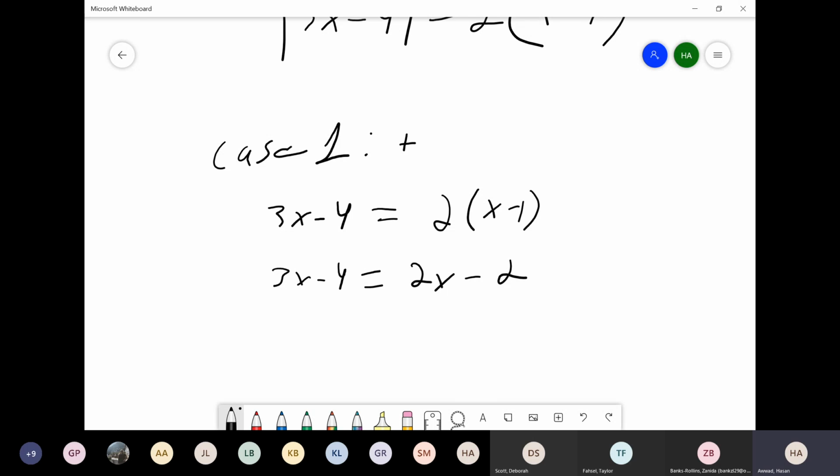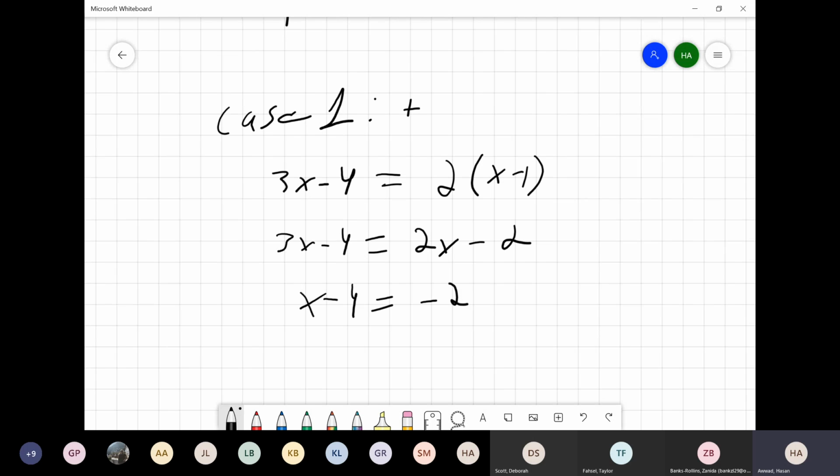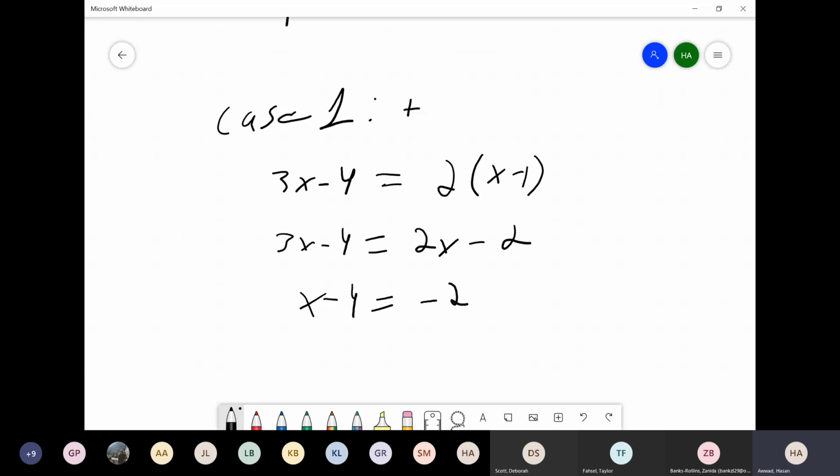Okay, so now all we have to do is solve for a variable, right? This is a linear equation. It's x to the first power. There's no quadratics going on. We just solve for x. So to do that, we're going to subtract 2x from both sides because I have a 3x on one side and a 2x on the other. I always want to move my x's over to just one side. So I'm subtracting 2x from both sides. We're left with x minus 4 is equal to -2. And last but not least, we add 4 to both sides, and we get x is equal to 2.